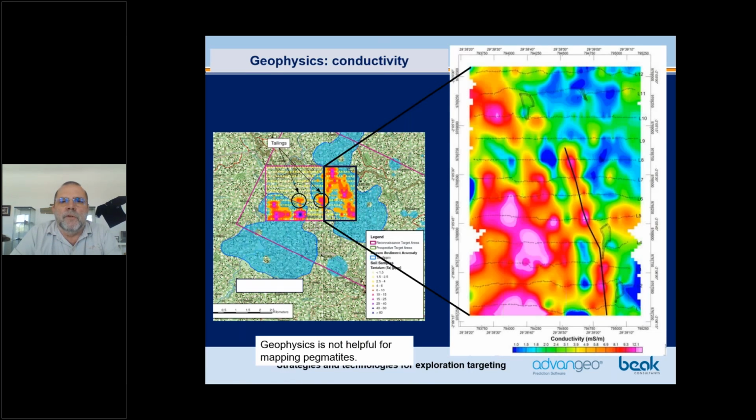A few words about geophysics. What we see here is a conductivity map. We tried to trace these pegmatites here by a conductivity survey, but as we can see, it doesn't show much. So in case of these pegmatites, the geophysical ground survey is not really helpful.